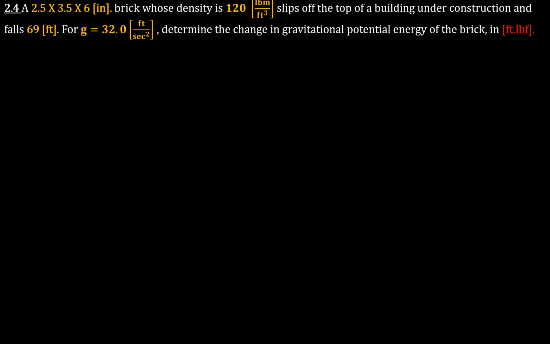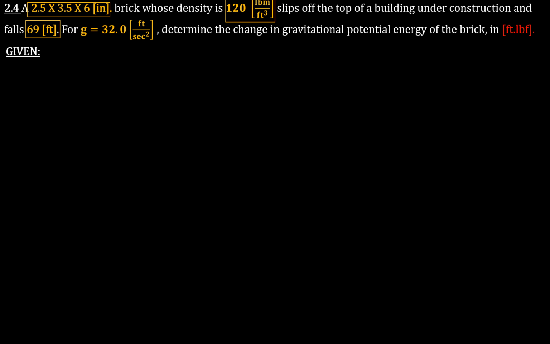All right, problem 2.4. A 2.5 by 3.5 by 6 inch brick, whose density is 120 pound mass per cubic foot, slips off the top of a building under construction and falls 69 feet. For gravity of 32 feet per second squared, determine the change in gravitational potential energy of the brick in feet times pound force. So this is a simple problem.